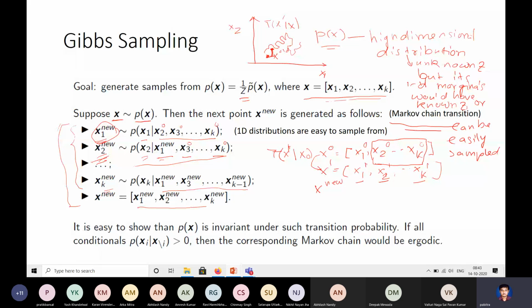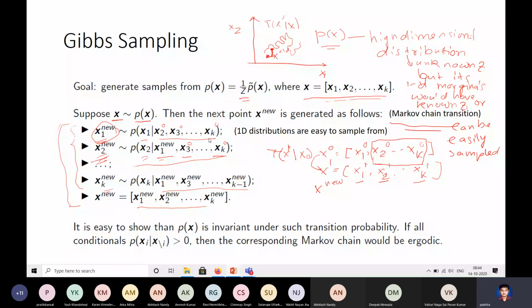Okay. So now the question is, and note that these transition probabilities I have defined in a very simple way. The transition probabilities are just, for every dimension, the conditional probability of the target distribution, one dimension at a time, given the rest of the dimensions fixed at the previous state value. Right. So this way I have generated my transition matrix.